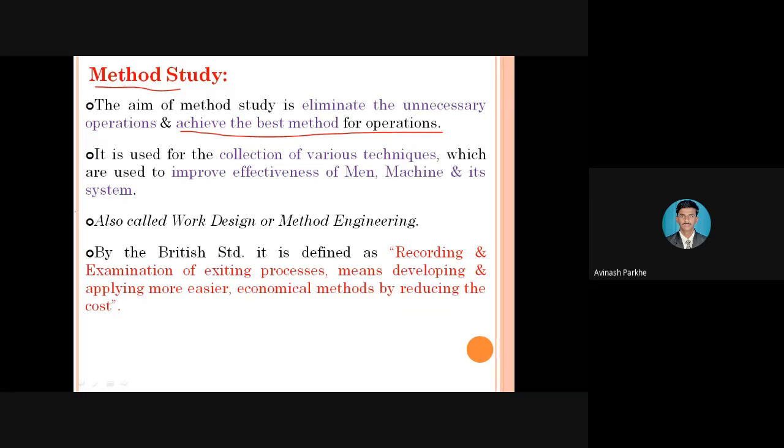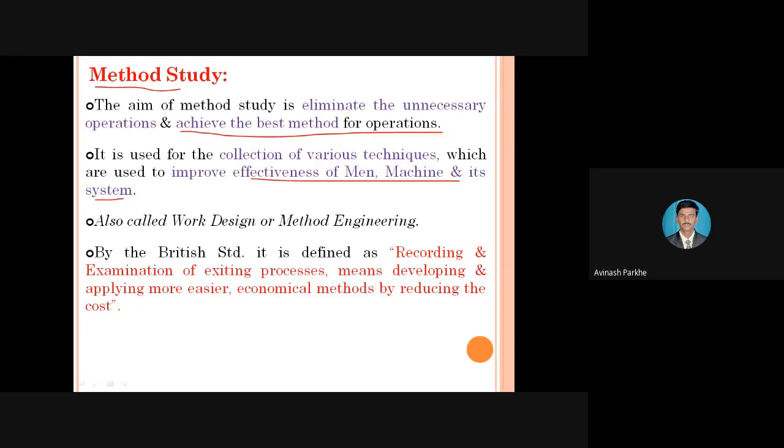Then it is used to collect the various techniques which are used to improve the effectiveness of man, machine and its system. Just now we have discussed the different types of charts, symbols, templates, models, string diagram, travel chart, and some micro motion study concepts. These are the various techniques. All these techniques we have to use and implement in order to increase or improve the effectiveness of man, machine and the material.